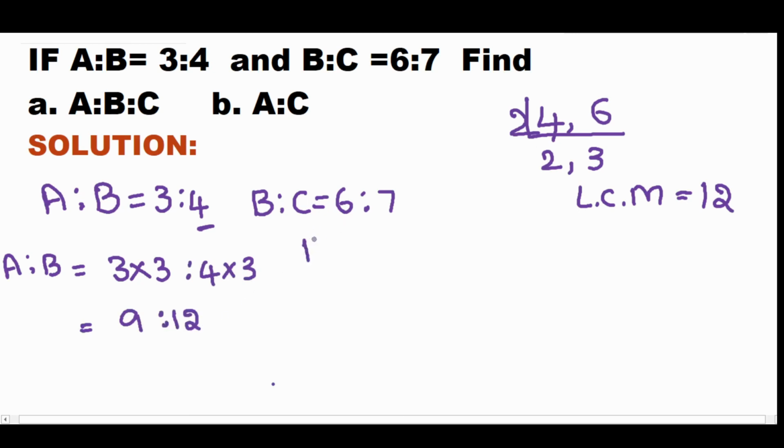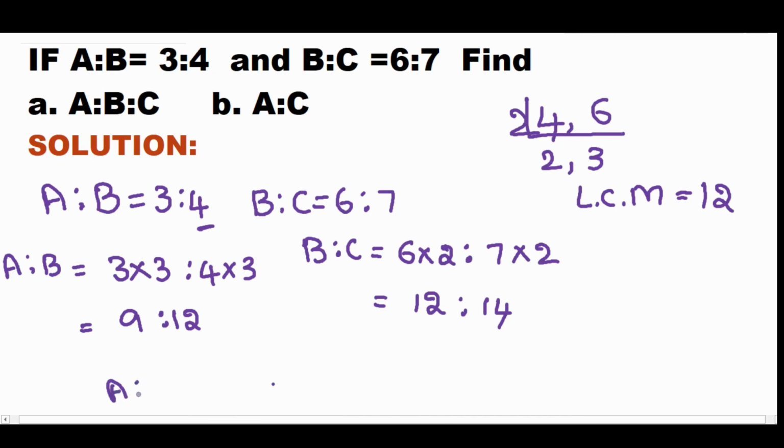Same thing has to be done with B is to C also. See, I have 6 here. To make it 12, I need to multiply with the 2 there. So whatever I am multiplying for B, same thing should be multiplied to C also. So I get 12 is to 14 there. So now I can write A is to B is to C as 9 is to 12 is to 14.